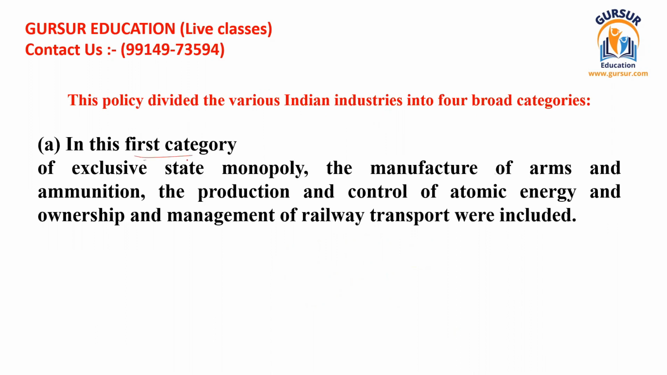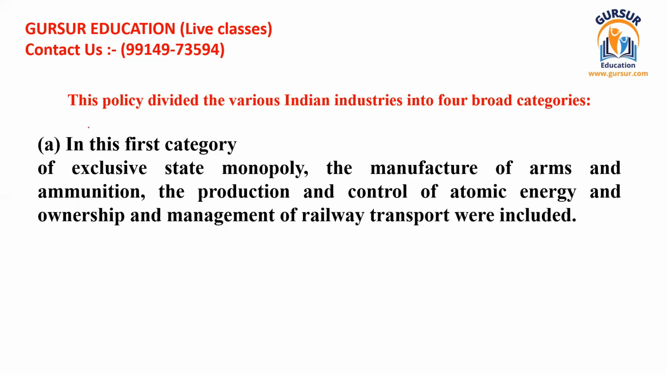In the first category, okay, those industries were defined which had exclusive state monopoly. That means the complete monopoly of the government, in which only the government can work. No private entrepreneur or private sector was involved, and they were never allowed to get involved even. So what were these sectors? These were arms and ammunition, then production and control of atomic energy, and ownership and management of railway transport.